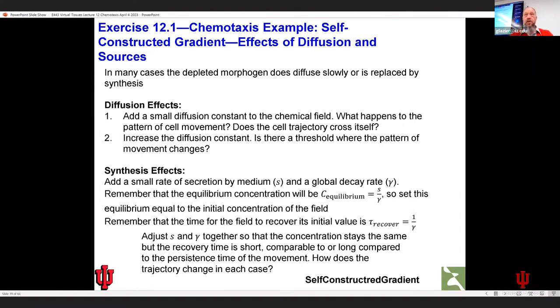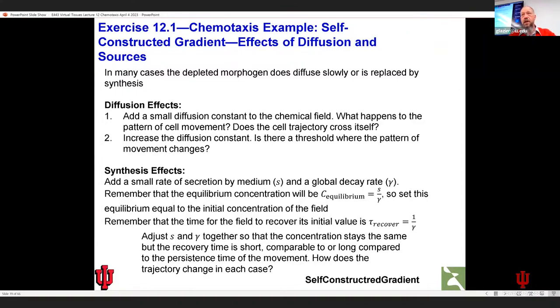The way the cells move will change dramatically as you increase the diffusion constant. And so it's rather interesting to play that game. We tried already the example of adding a small rate of secretion by medium and adding a small global decay. And what we found was that if secretion rate was slow, things were basically the way they started, but if you made the secretion rate too fast, basically the gradients didn't give you enough information for the cell to be able to explore the environment. And so there are a whole bunch of really interesting problems one can play with. And again, I want to emphasize that this isn't just a game.